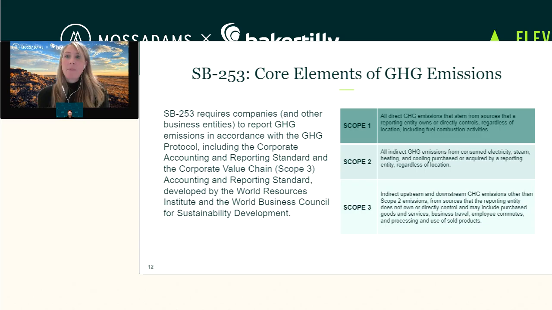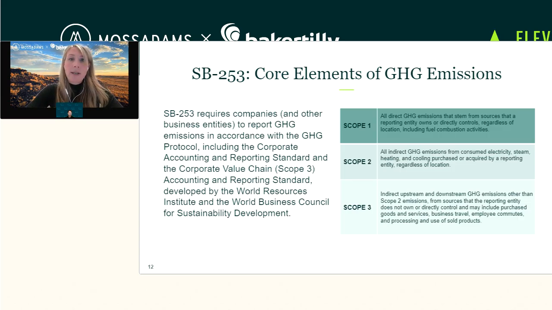So that was a bit of a broad overview of the applicability, and then I wanted to touch on the core elements of each of these two regulations. Starting with 253, the heart of Senate Bill 253 is really getting at companies publicly disclosing their greenhouse gas emissions in accordance with the Greenhouse Gas Protocol, which Maddie mentioned is generally considered the gold standard of greenhouse gas emissions reporting. There are three buckets of greenhouse gas emissions: Scope 1, Scope 2, and Scope 3.